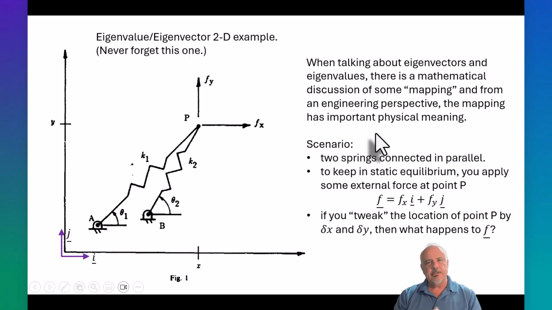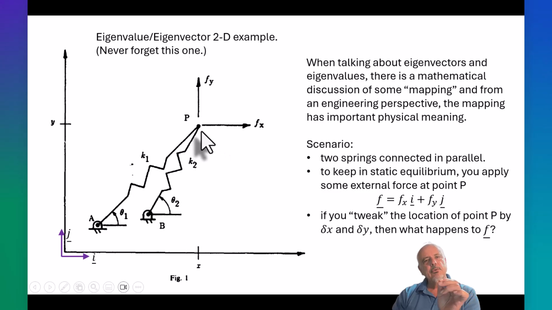So here we go. We've got the scenario. We've got two springs that are connected in parallel, and these springs are loaded. In order to hold this spring system in static equilibrium, I would have to apply some Fx and some Fy. So there would be some vector force that's applied to point P in order to keep the spring system in static equilibrium.